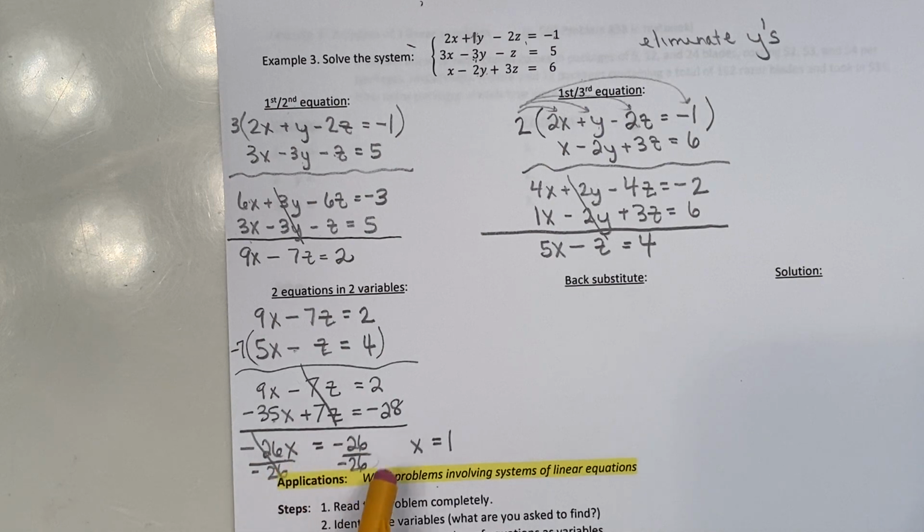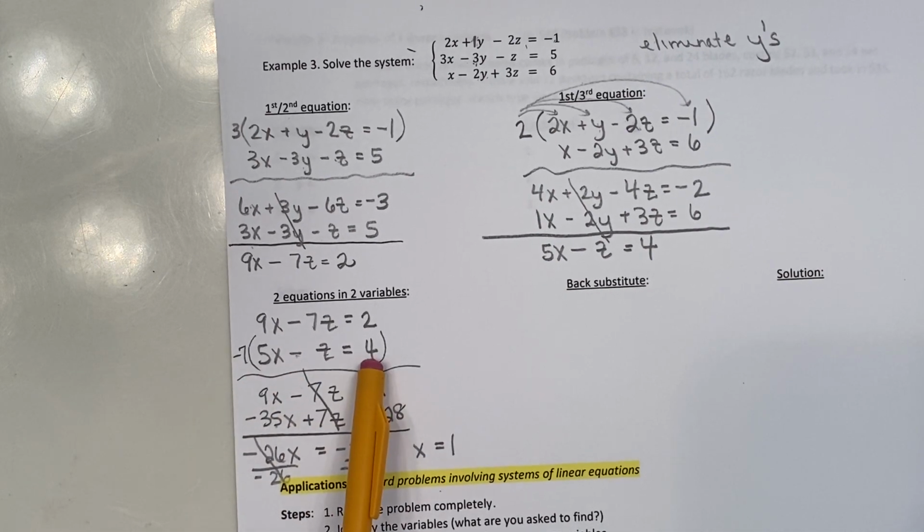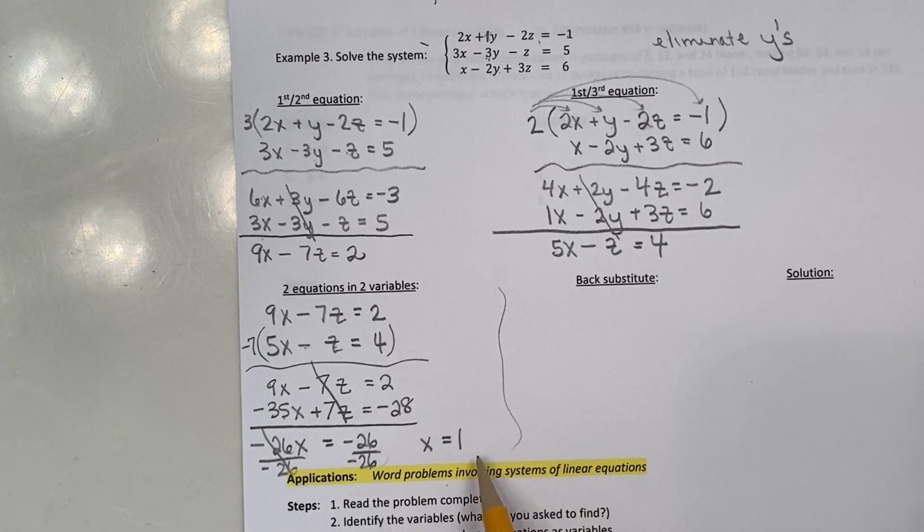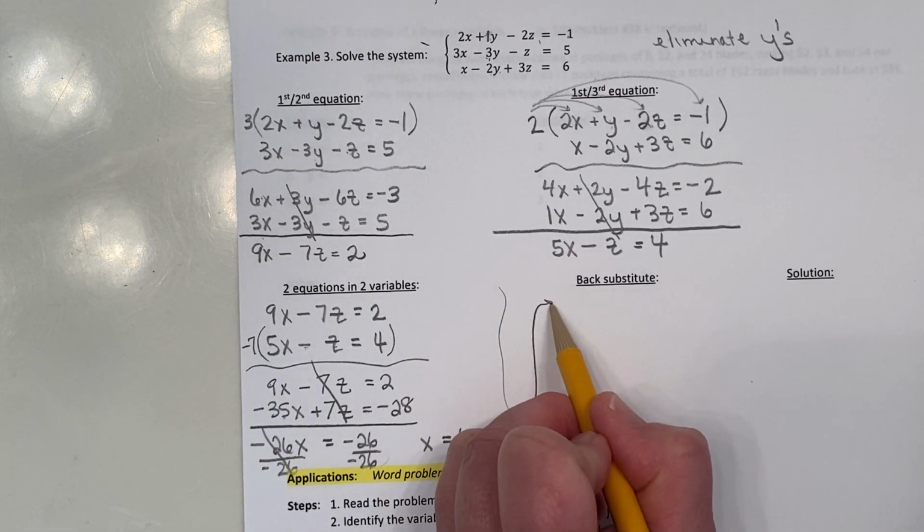If you get some weird decimal here, chances are that you made a mistake somewhere. Maybe you forgot to distribute this constant multiplier into this answer right here. So just go back and check your work. All right, let's back substitute. So we've got x equals 1.